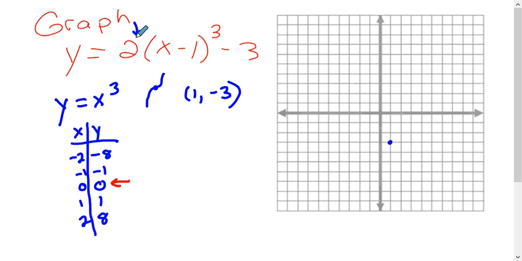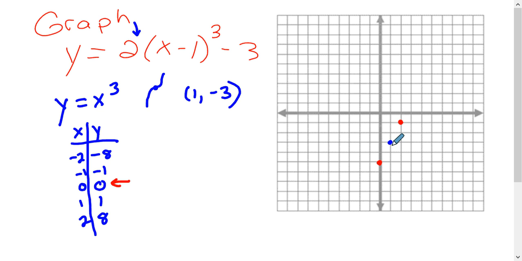So if my stretch factor was just 1, if my a value was 1, from here I go 1 over and 1 up, 2 over and 8 up. 1 to the left, 1 down, 2 to the left, 8 down. So I could just do that from this graph. But I'm vertically stretching it by a factor of 2. Therefore, from my locator point, instead of going 1 over and 1 up, I'm going to go 1 over and 2 up. And on the other side, 1 over and 2 down. Now it looks like a line, but it's not. That's where that 5th point comes in. That's why a lot of times we graph 5 points. Not always, but a lot of times.